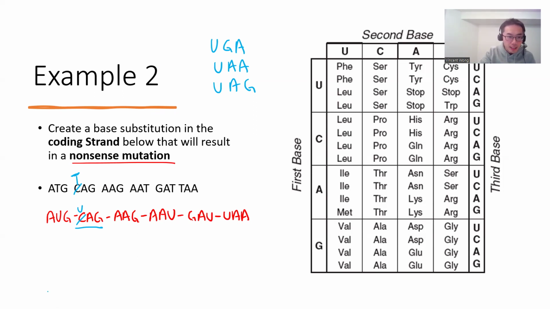So for example, I can do it right here. This says AAG, but if I change it to UAG, that's another stop codon, right? So you can either do it in the second one or the third one. Both are going to create a nonsense mutation. You don't have to do both. You just have to choose one.